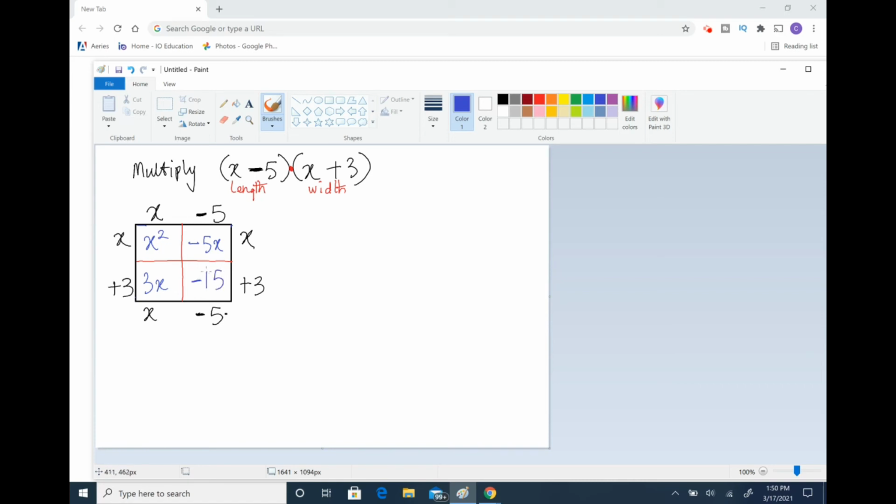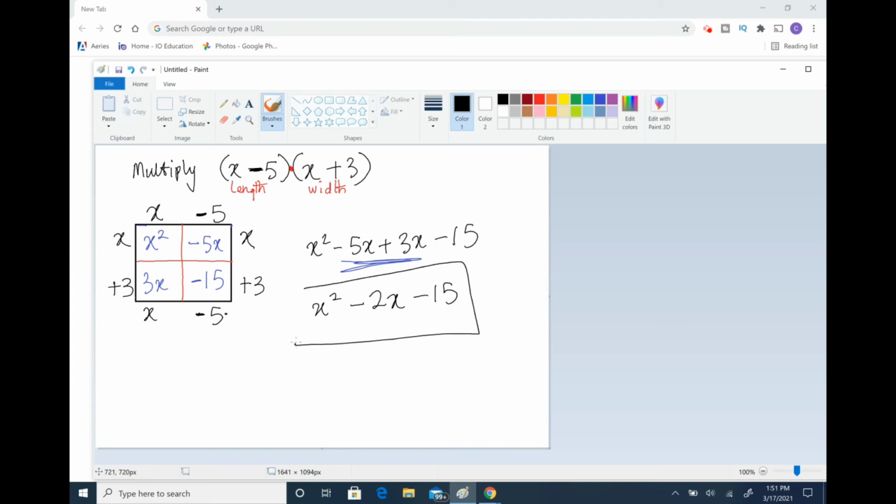Okay, so now all you have to do is add up everything like we did with the other example. So our answer is x squared minus 5x plus 3x minus 15. So let's go ahead and combine the like terms here, right? So we get x squared minus 2x minus 15. So this is my answer. Okay, that's the second example. One last example, guys, and we'll be ready to roll.